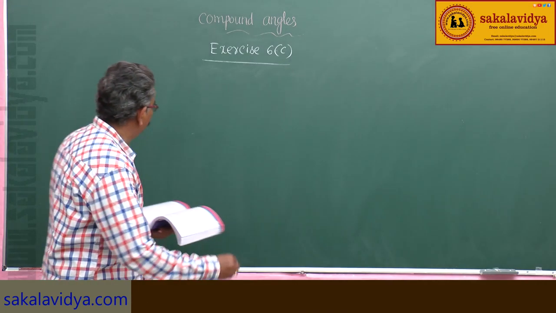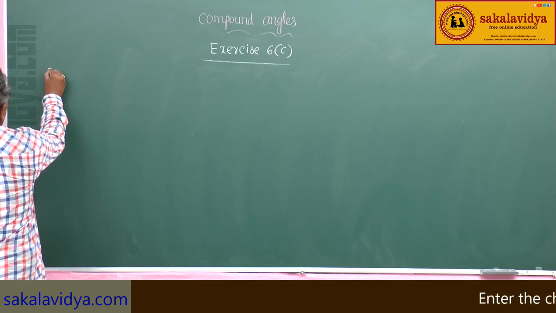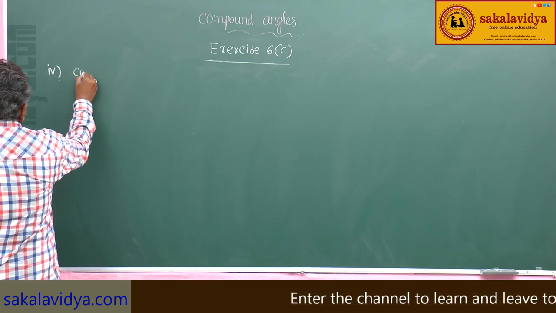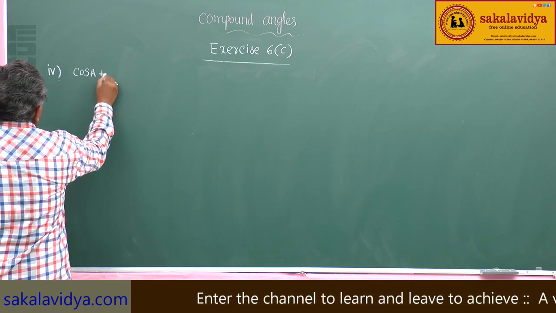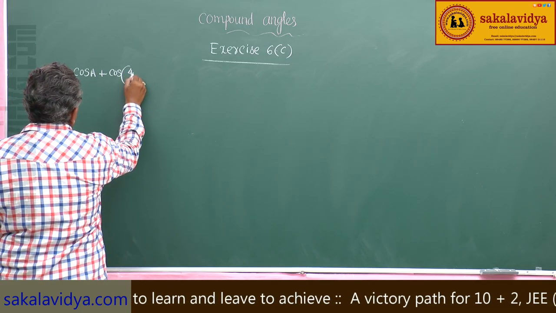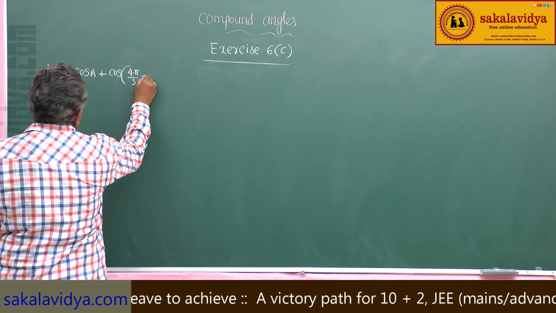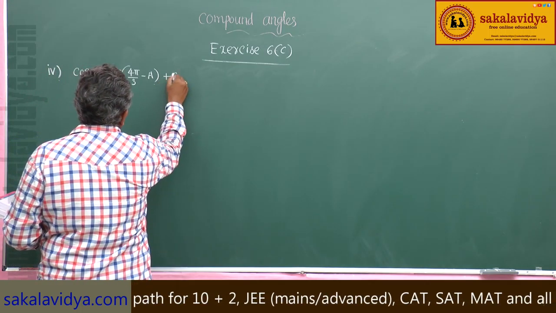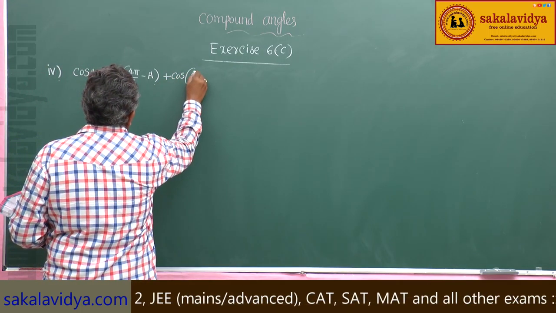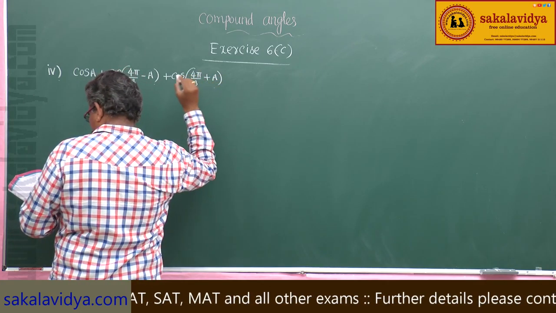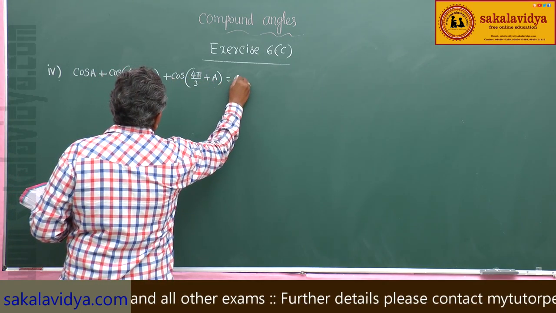Fourth one. Prove that cos A plus cos of 4π/3 minus A plus cos of 4π/3 plus A is equal to 0.